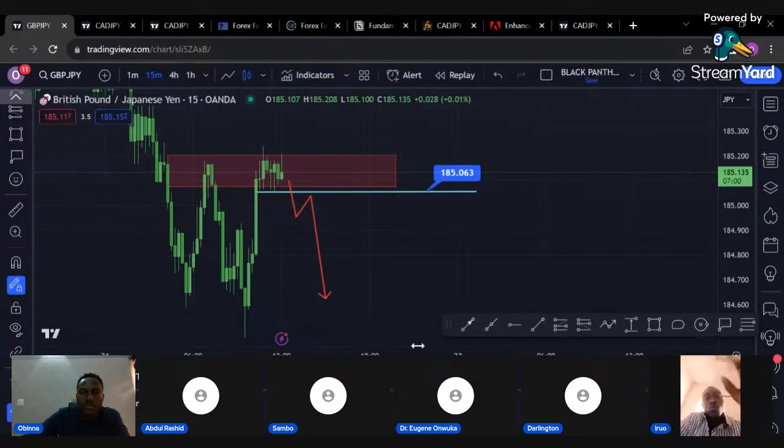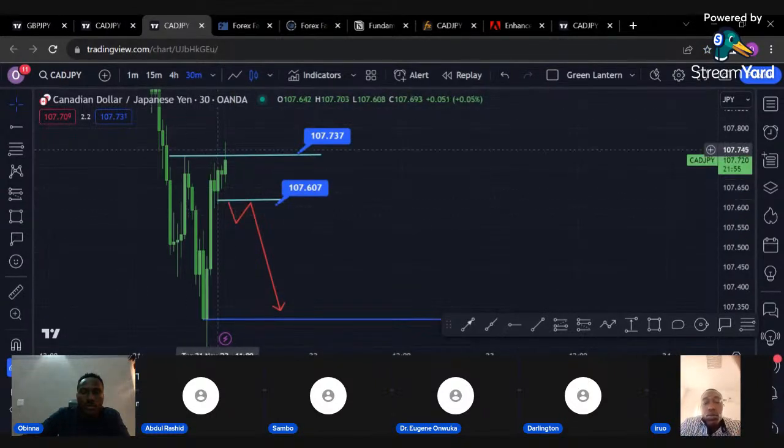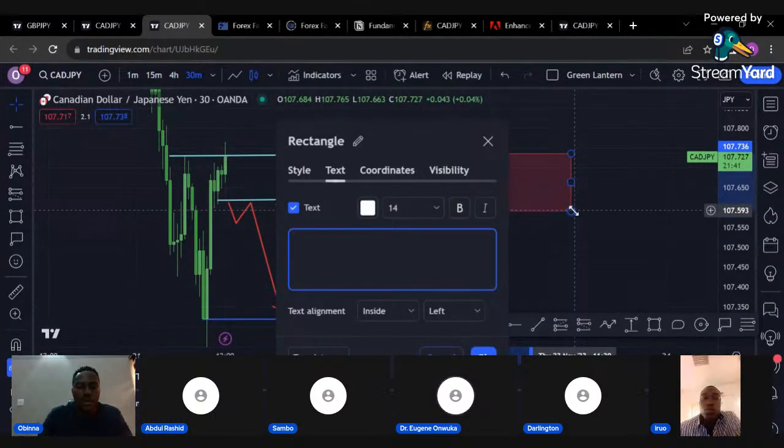Okay. So for me, I just want to see how this is. Let me just write it down. I will explain GU where I'm coming from. Let me finish with this CADJPY.